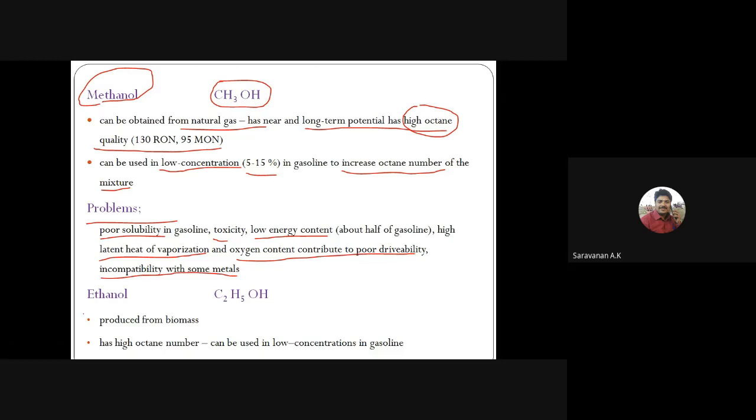Then the second one is ethanol. Ethanol is produced from biomass, and the octane number is high, and it can be used in low concentration with gasoline. It's the same content. So the low concentration and the high octane number. The characteristics are the same for ethanol and methanol, but the difference is that methanol is obtained from natural gas and ethanol is obtained from biomass.